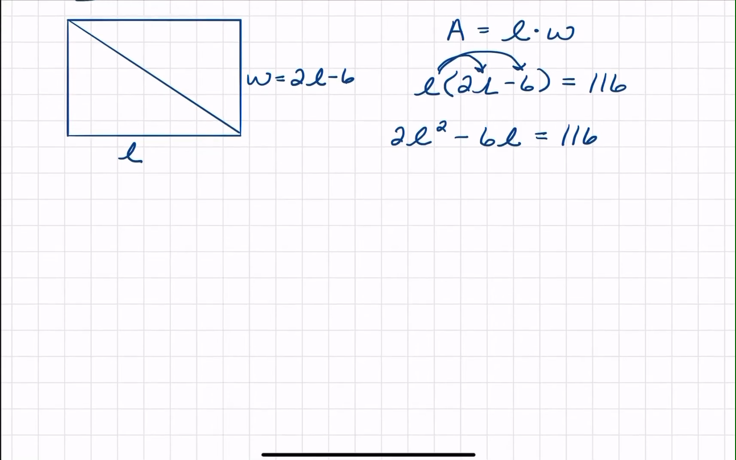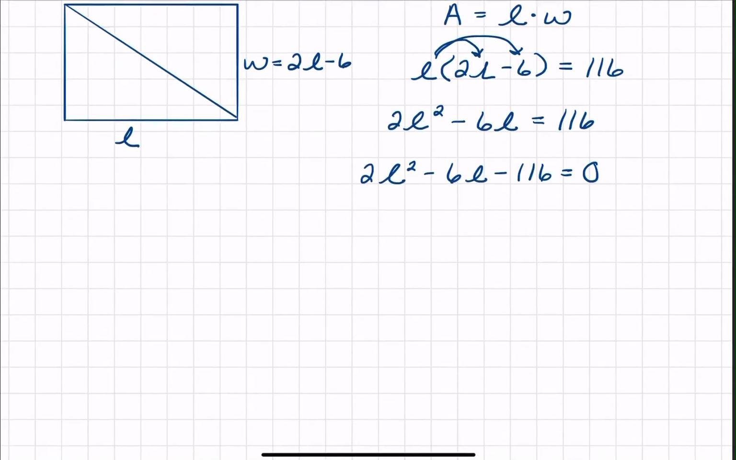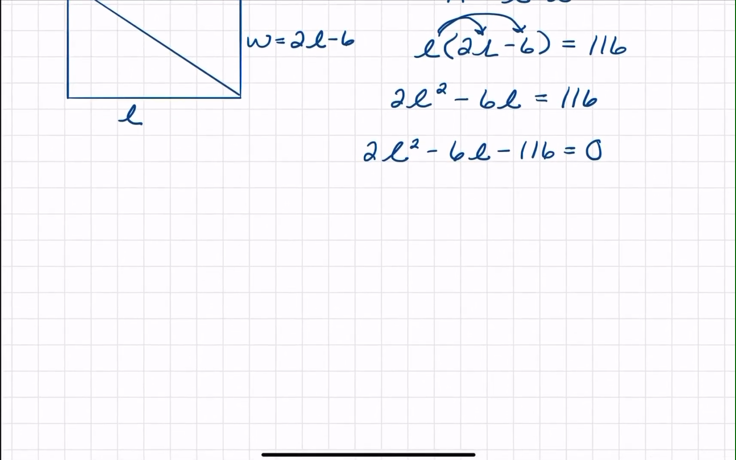So to solve this, you want to get it set equal to 0. So I'm going to subtract 116 from both sides, and that equals 0. Now if you try to factor this, it doesn't factor, so I'm going to go ahead and use the quadratic formula. So I've got L equals, let's say A is 2, B is negative 6, and C is negative 116.